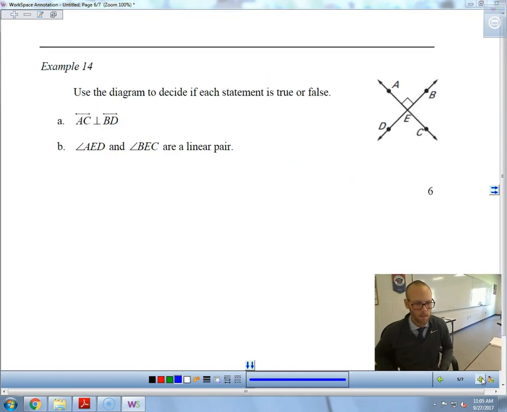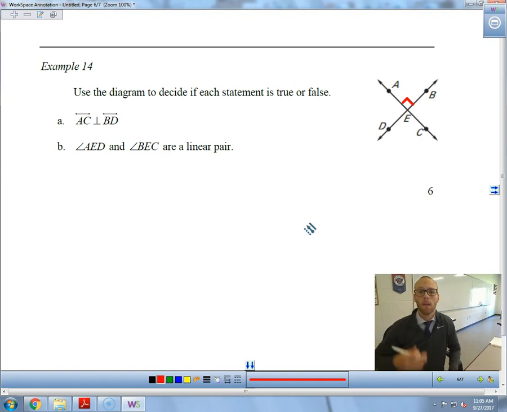All right, last thing, we're going to look at two examples, just to double check that we know our terms and understand what they mean. Use the diagram to decide if each statement is true or false. Line AC is perpendicular to line BD. Are these two lines perpendicular? Yes. How do we know? We see that they intersect to form a right angle, and we know if two lines intersect to form a right angle, then they're perpendicular. That is true.